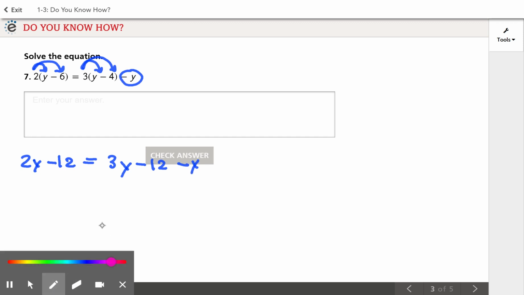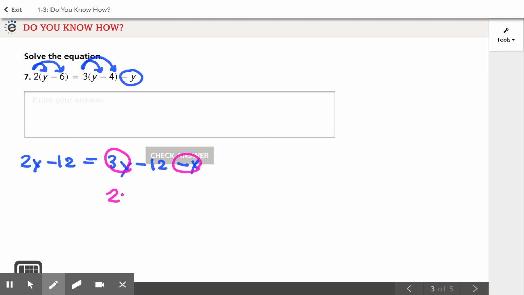At this point, you can combine like terms. We have 3y minus y, I'm sorry, 3y minus y is just 2y. Now at this point, if you can tell, the equations are the same on both sides, so something is going to happen. We're going to minus 2y on both sides. Notice on the left and right, the y's are gone, and we are just left with a true statement.